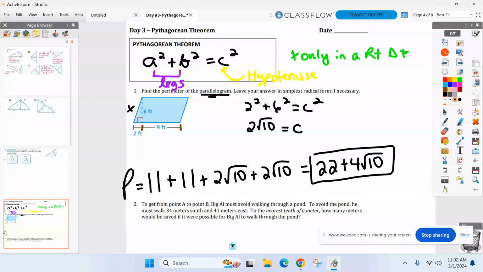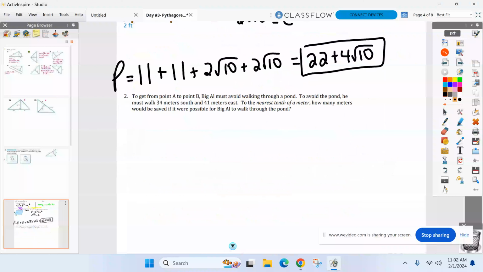All right, so it could show up in quadrilaterals. Here's another way we could use Pythag in geometry. Here he is back again. He's going to make more and more appearances in semester 2. Big Al. He wants to avoid walking through a pond. Who wouldn't, right? You don't want to get all wet. So here's what he does. He goes 34 meters south, 41 meters east.